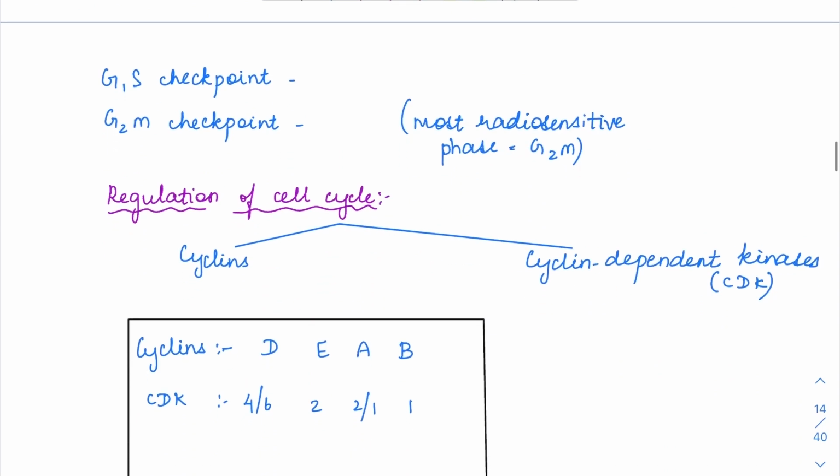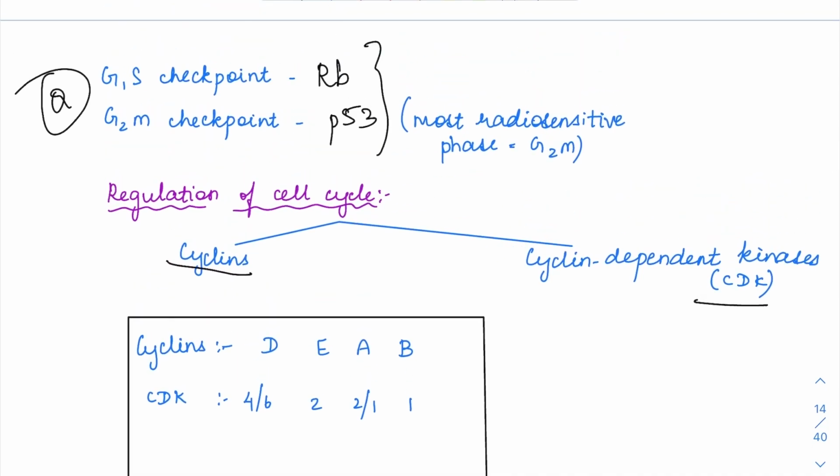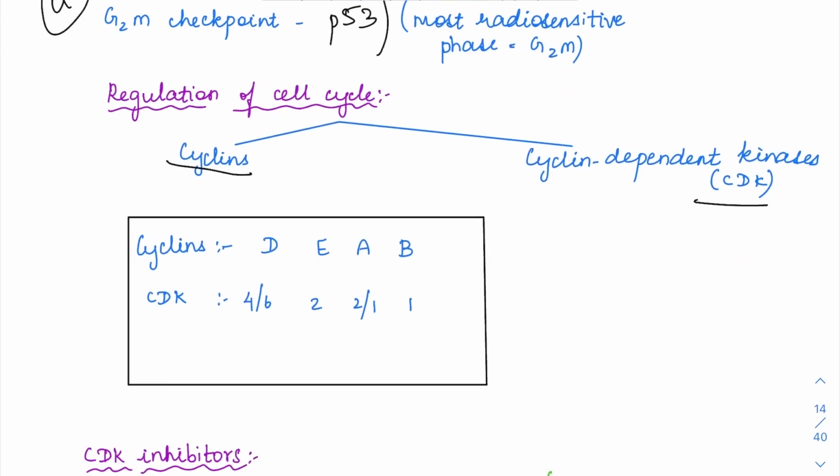So as I mentioned, the G1/S checkpoint is controlled by the retinoblastoma protein, and the G2/M checkpoint, which is the most radiosensitive phase actually, is controlled by the P53 protein. So regulation of the cell cycle, we saw, is by the proto-oncogenes, cyclins and cyclin dependent kinases. While RB and P53 are the checkpoints which inhibit the cell cycle, so these two are tumor suppressors, while the cyclins and cyclin dependent kinases which promote the cell cycle are proto-oncogenes. So when they get mutated, they form oncogenes.